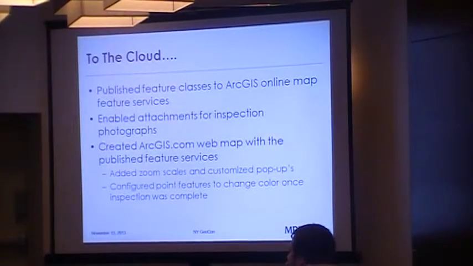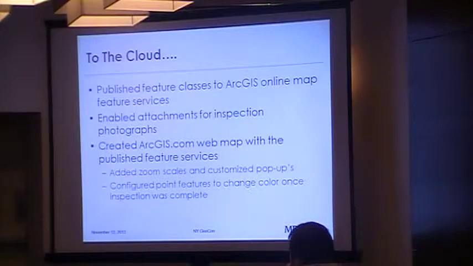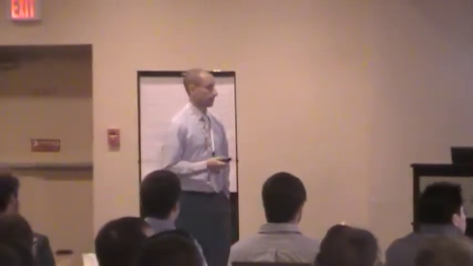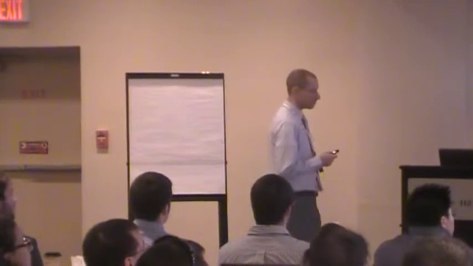One other very important thing you have to do, either on the desktop side or once it's in ArcGIS Online, is go in and enable attachments if you want to store pictures or documents with your features with a mobile app. So that was a very important thing to do. Once your stuff is in the cloud, you then need to consume it in an ArcGIS.com web map. It's a very straightforward, simple process.